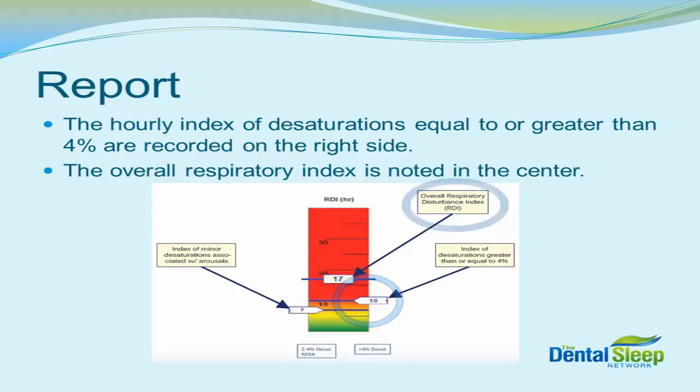In order to determine the overall respiratory index, we simply add the 2 numbers together. In this example, the 7 from the minor desaturations plus the 10 of the major desaturations gives us a total index of 17. In this report, we are estimating that this patient's AHI is approximately 17.